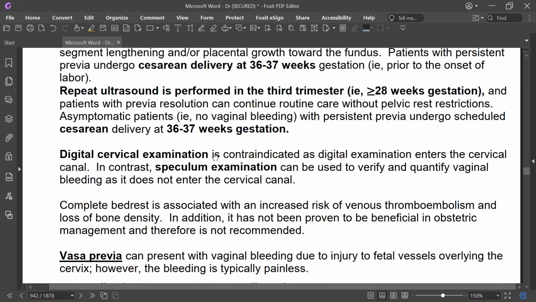Digital cervical examination is contraindicated as digital examination enters the cervical canal. In contrast, speculum examination can be used to verify and quantify vaginal bleeding as it does not enter the cervical canal.